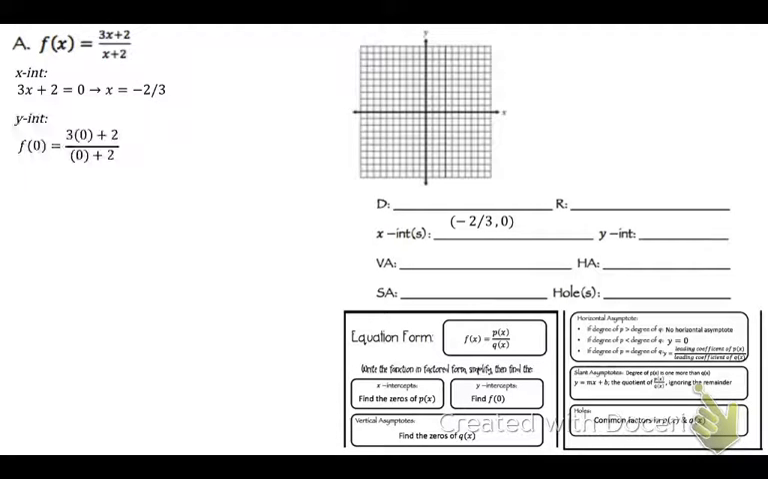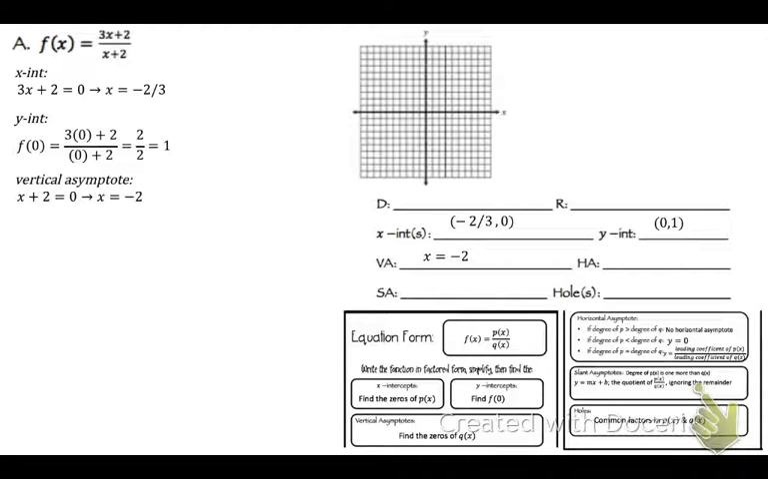Now for the y-intercept, I'm just going to plug 0 in for all the x's. So we have 3 times 0 plus 2 over 0 plus 2, which is 2 over 2, which is 1. So my y-intercept is 0, 1. Vertical asymptote, set the bottom equal to 0. Move that over so you get x equals negative 2.